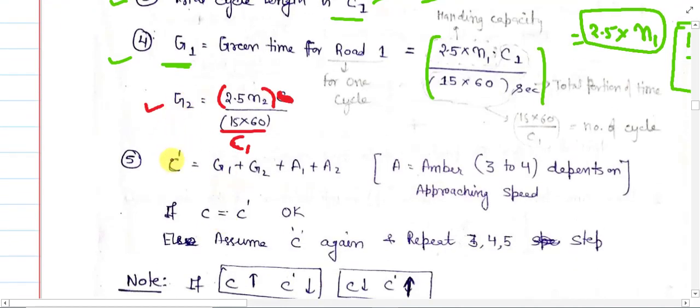Now we have our calculated cycle length, which is equal to G1 plus amber1, G2 plus amber2.